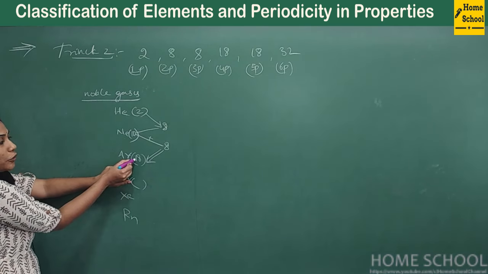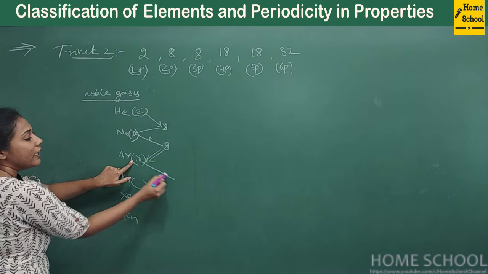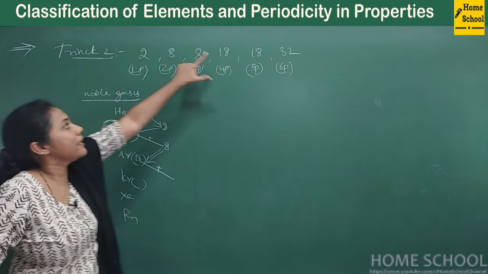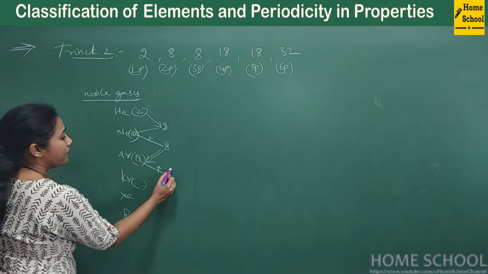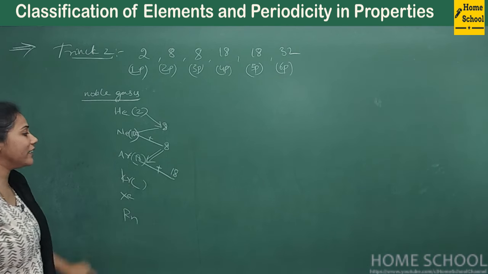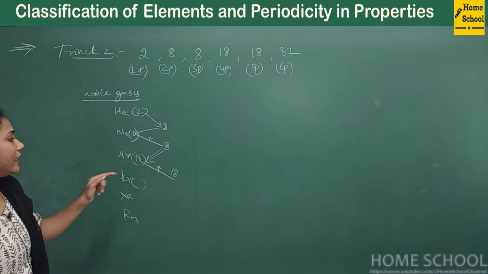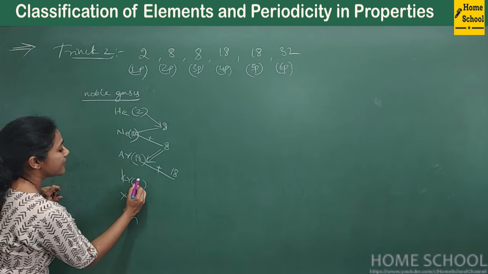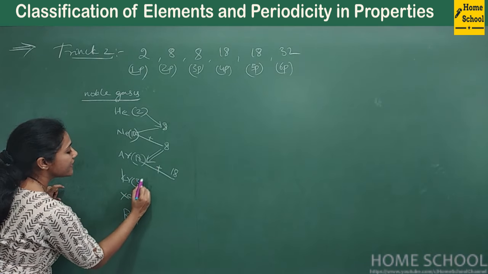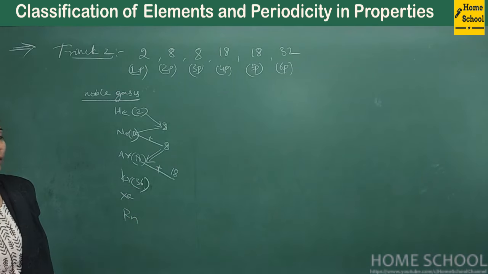Then can you all tell me what is the atomic number of krypton? To argon's atomic number, add the next magic number. The next magic number is 18. So 18 plus 18, how much? 8 plus 8 is 16, that means 36. So 36 is the atomic number of krypton.